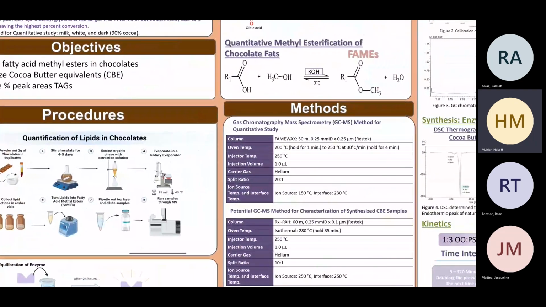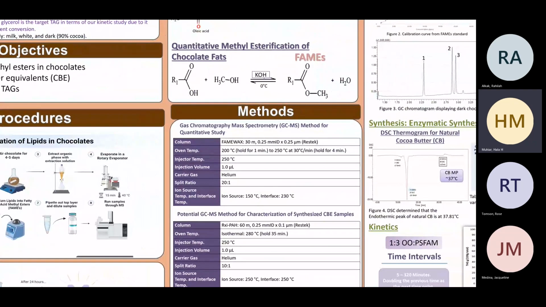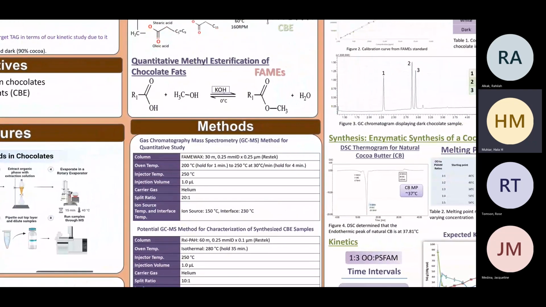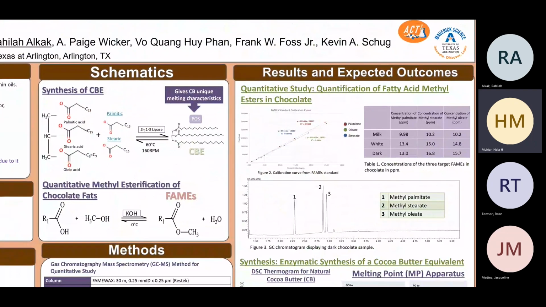Aqueous sodium sulfate was then added to this. The organic layer containing the fatty acids was then extracted from this mixture and turned into fatty acid methyl esters, FAMEs, using KOH as seen in the schematics. The FAMEs were then diluted and run on GCMS. So for our results for our quantitative study, we developed a calibration curve using a FAME standard and used this to successfully quantify methyl palmitate, methyl stearate, and methyl oleate in our chocolate products. We found that dark chocolate contained higher concentrations of these FAMEs, and this supports our hypothesis.